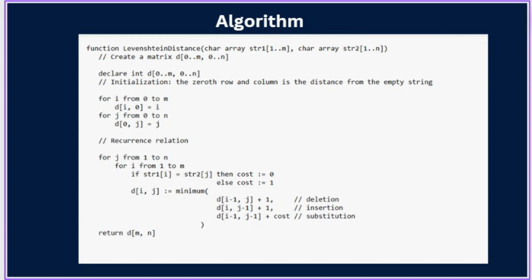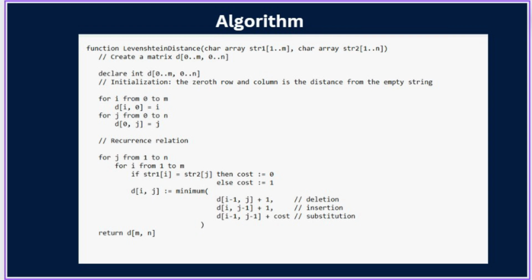Now let us look at the algorithm for this problem. First of all, we will create a matrix D of size m plus 1 into n plus 1, and then we will initialize all of its rows from 0 to m using an iterative variable i, and then we will initialize its columns from 0 to n with an iterative variable j.